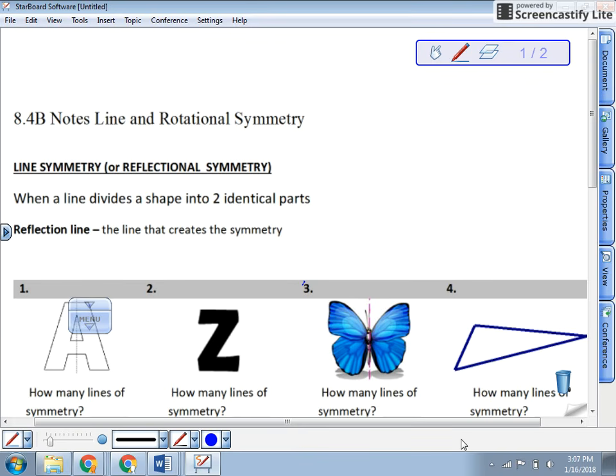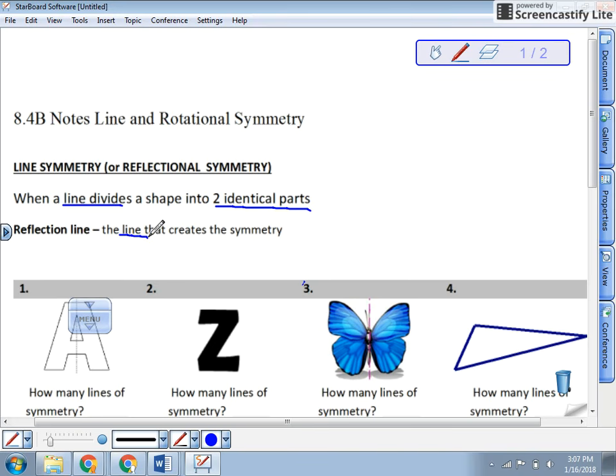So what is it? It's when a line divides a shape into two identical parts. I think when you hear symmetry, you've heard of the same on each side. That's exactly what it means. The reflection line is the line that creates the symmetry. Why do we call it reflectional symmetry? Because the object's the same on each side. That's why they sometimes call line symmetry reflectional symmetry. So now that we know that, let's get right to it.